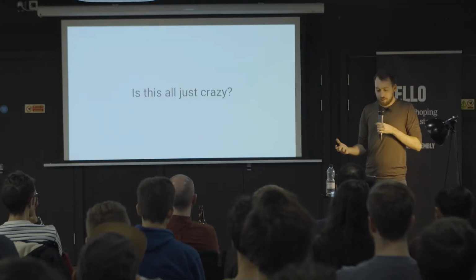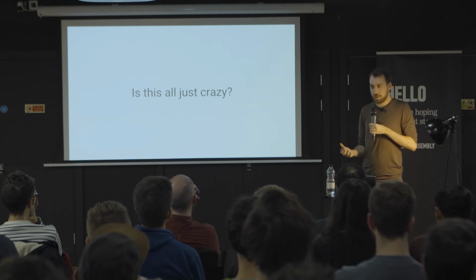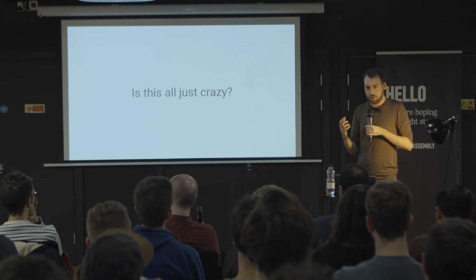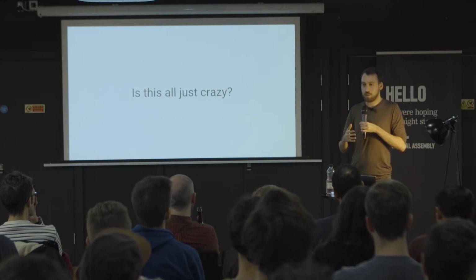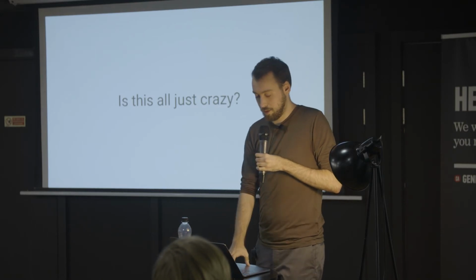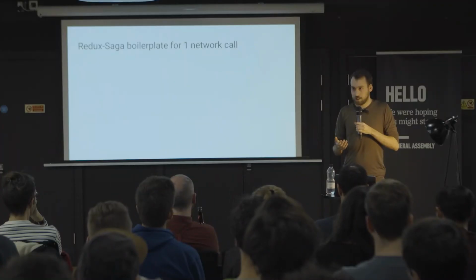One thing that comes to mind is, if this is all just crazy, that's quite a lot of things we have to do to make our code less complicated. It made me think, when are some times when using Redux and sagas can actually cause you more pain than doing something a lot simpler? So just to recap, what is the boilerplate just to do one network call, regardless of whether or not we're chaining anything together?